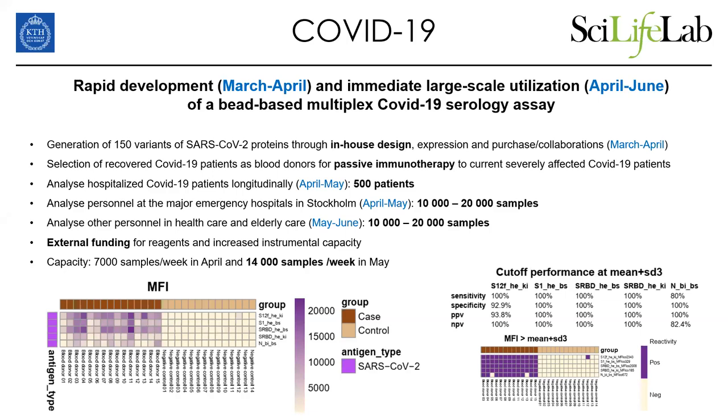And we've gotten a lot of external funding for this to buy reagents and increase our instrumental capacity, which means that out of the 5 Luminex systems that we have now in the lab, 3 were actually installed yesterday. So we will be running about 50,000 samples probably before the beginning of summer here. This then means that we will have a capacity of about 14,000 samples per week in May. And so far the results look very, very promising.